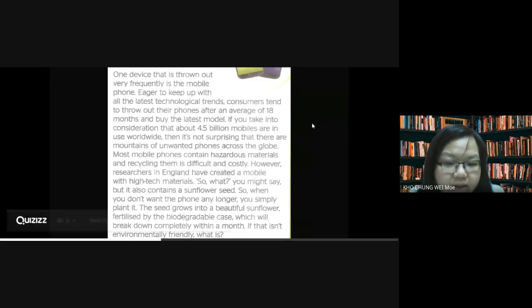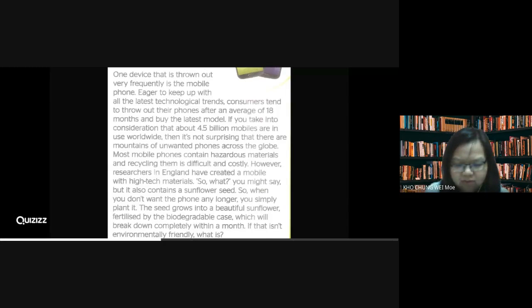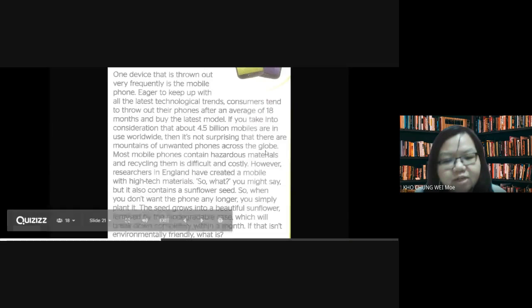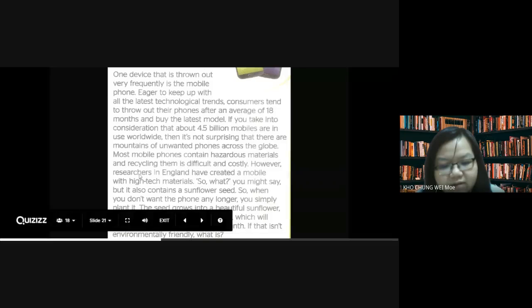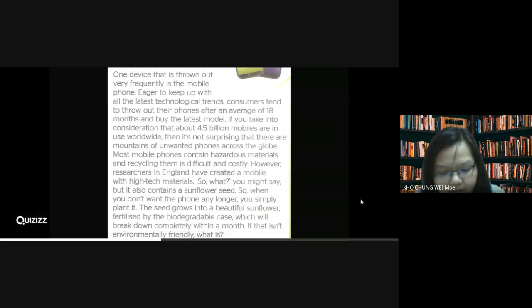Remember, there are three questions. The first one is, what happened to the phone after 18 months? And I'm very sure you can find the answer here. The second question is, what do you do with the mobile phone developed by the English researchers when you're finished with it? So the words English researchers here are a paraphrase of researchers in England. The third question, what happens to the biodegradable case? I'm sure you can find the answer here as well.